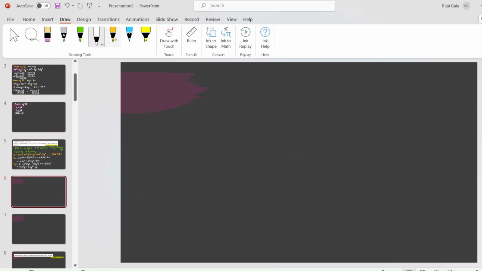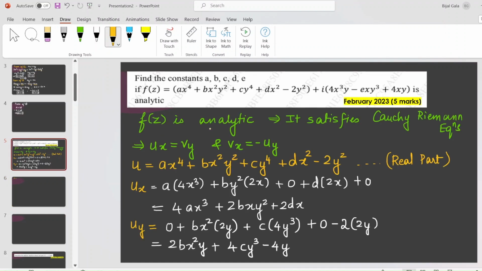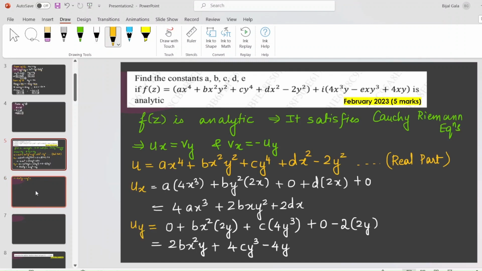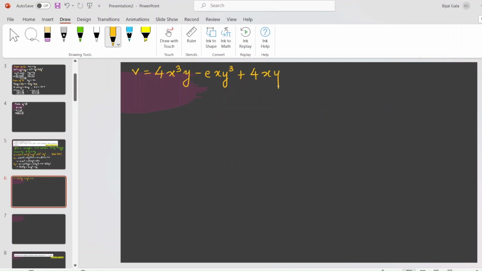So let's write down v here. V is equal to the imaginary part, the part which is with i. So 4x cube y minus exy cube and 4xy. This is the imaginary part. Let's calculate Vx and Vy.